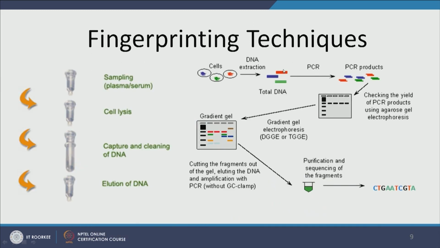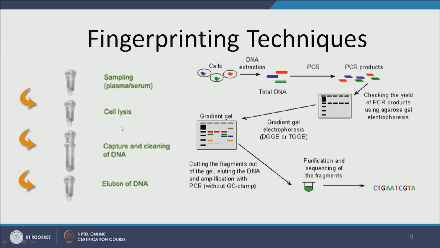Now for all of these fingerprinting techniques, whether it is DGGE, SSCP or T-RFLP, the first step is always extraction of DNA. So I take my microbes, my environmental cells, and I extract DNA. The three major steps of DNA extraction begin with cell lysis.